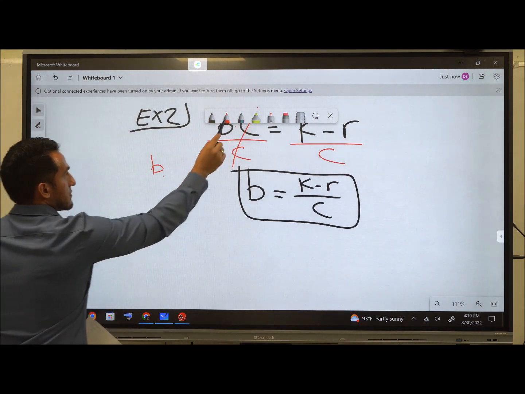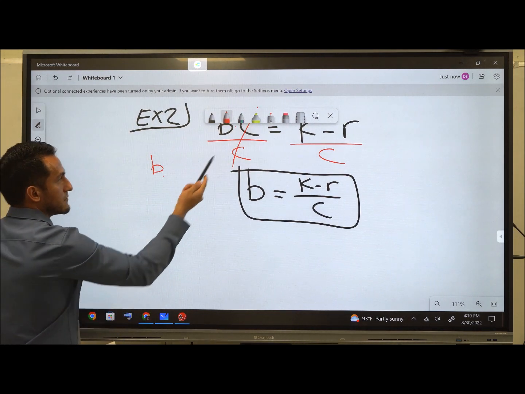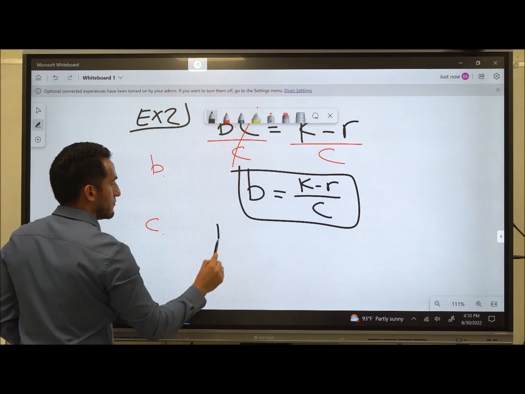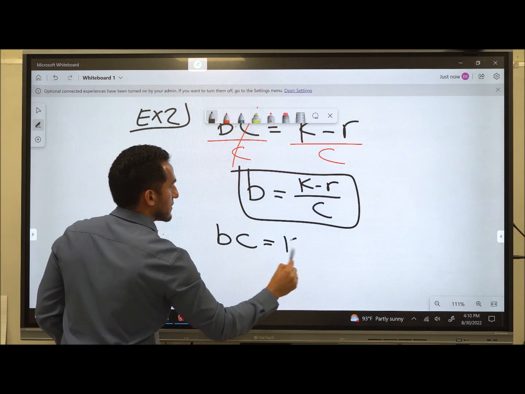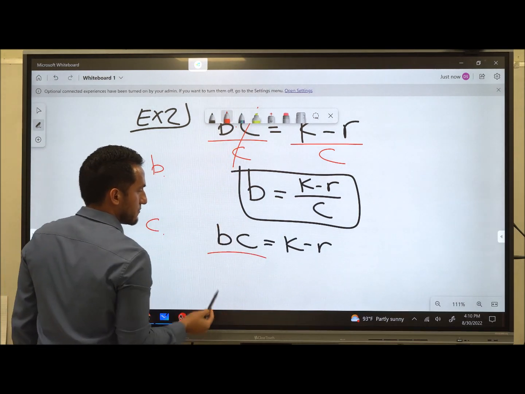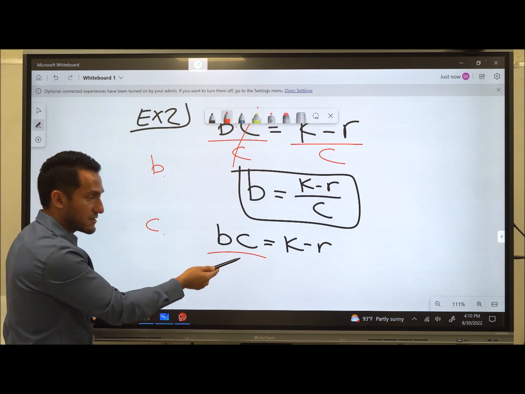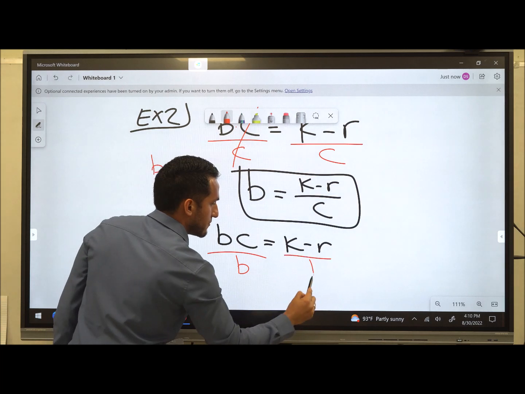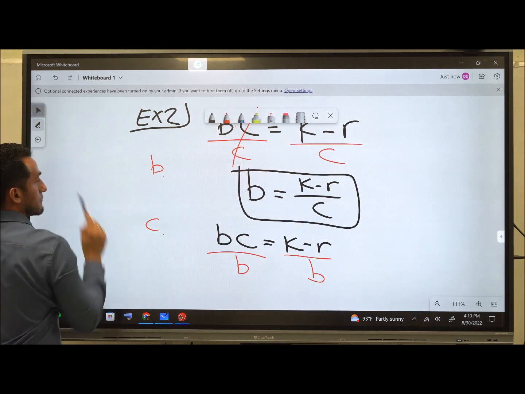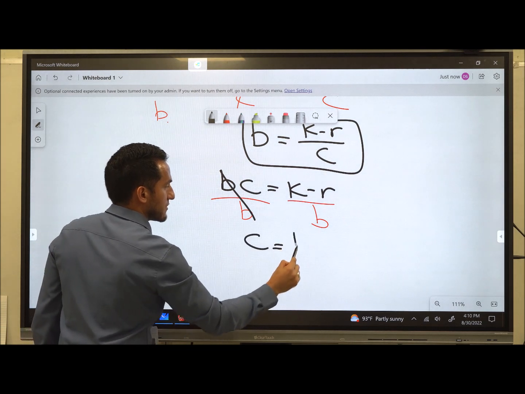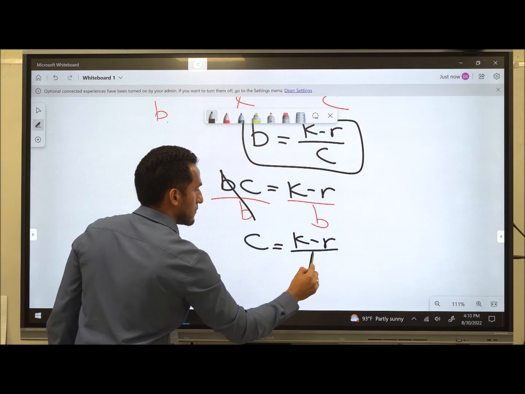Imagine they asked you to solve for c. Do the same thing. You have b times c is equal to k minus r. Well, they're multiplying it, so the opposite is to divide. But this time, you don't want to divide by c, because you want to cancel the b. So you're going to divide by b, divide by b. These cancel. We have c is equal to k minus r all over b.